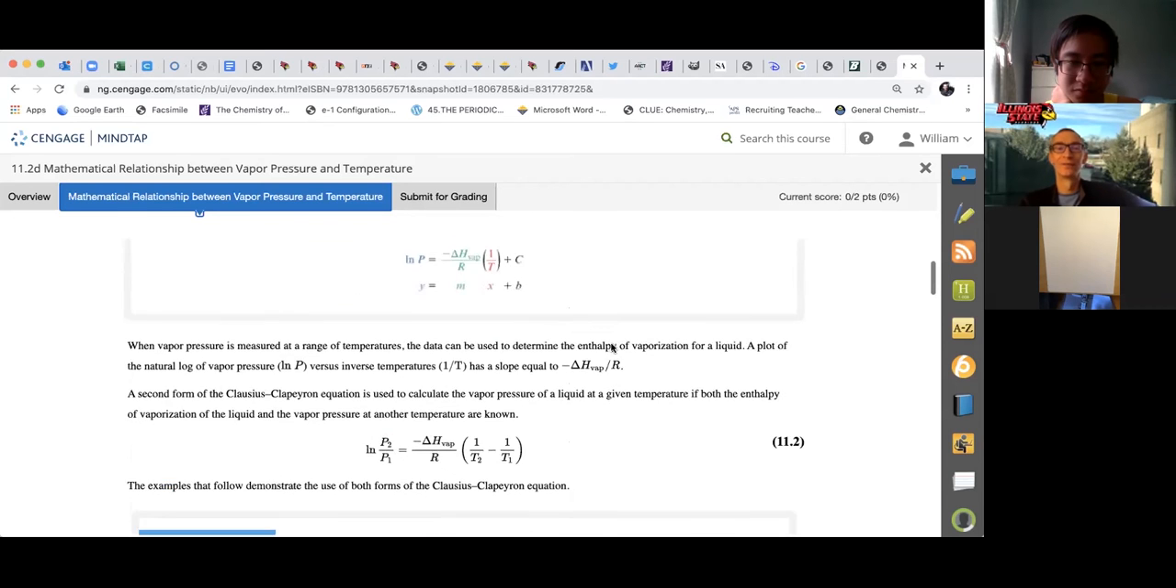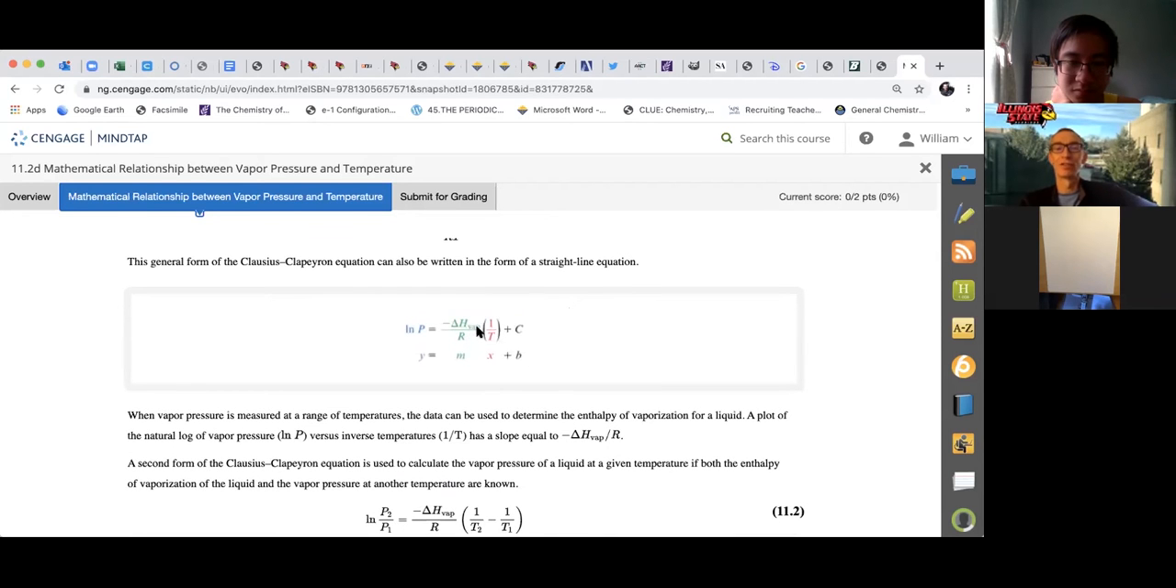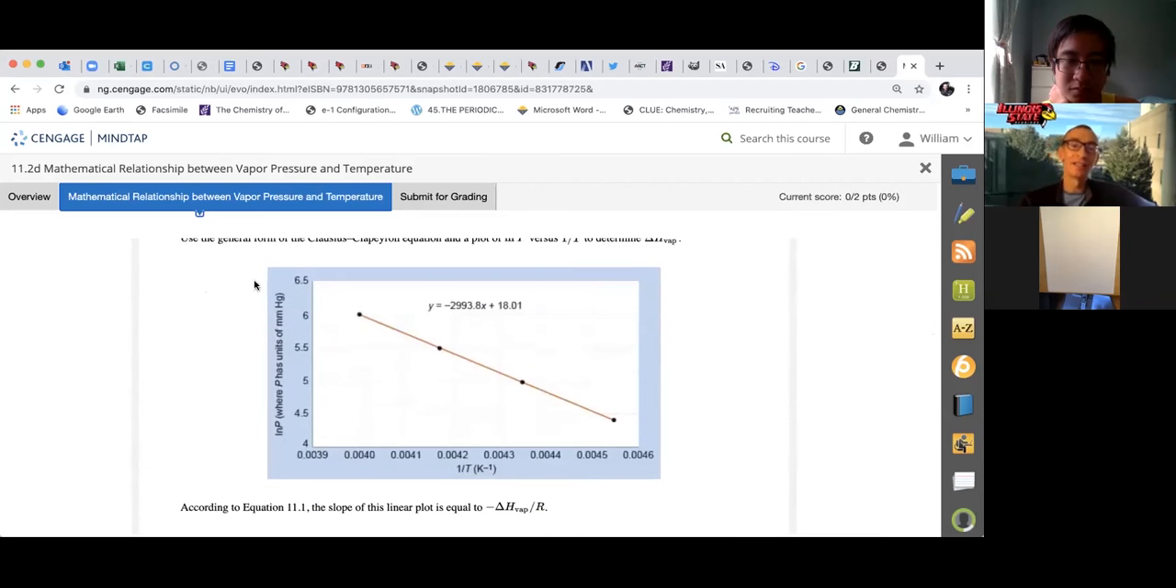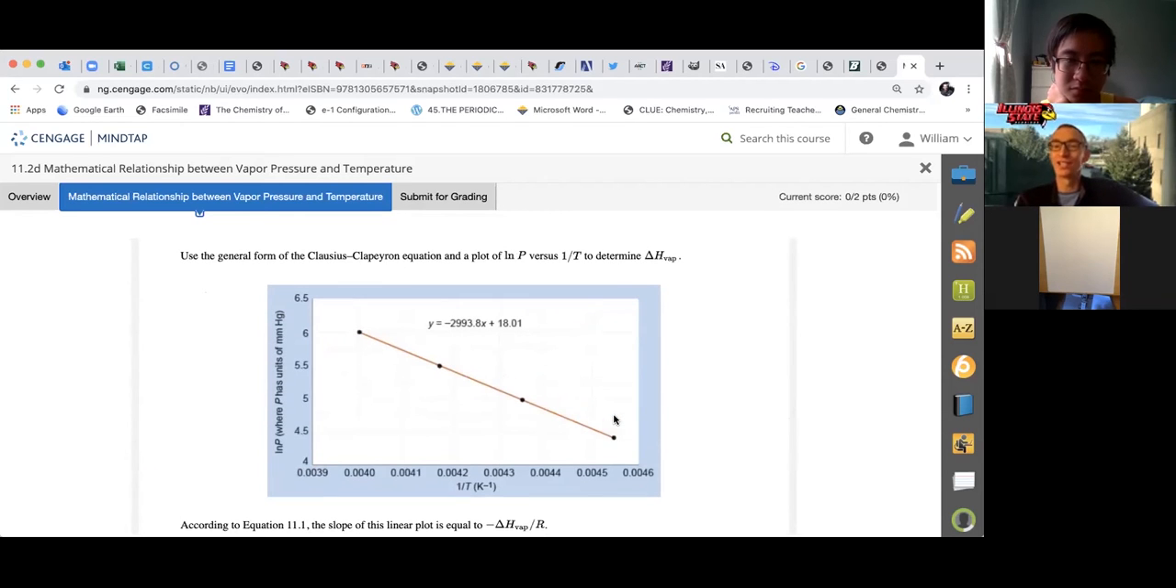apparently is really related to the enthalpy of vaporization. So that's promising. I think I'm beginning to understand what this graph is showing me, that it's plotted these two values, and the straight line slope is going to help us figure out how much energy it takes to vaporize, in this case, sulfur dioxide.